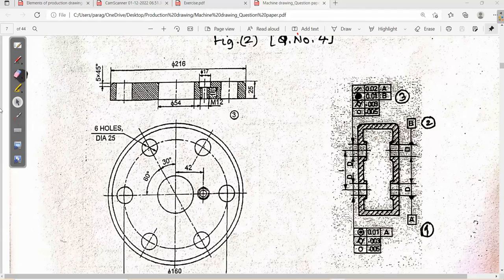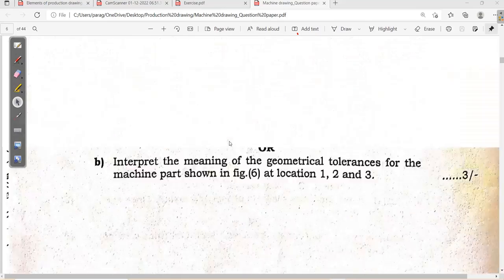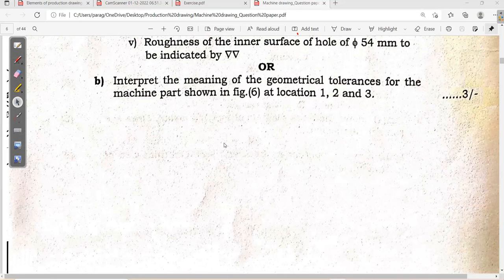So that's a difficult one? It is very easy actually. Right? Now next question: Interpret or Assume. Either you can answer this or this. Interpret, now in this case you have to write the interpretation. Interpret the meaning of geometrical tolerances for the machine part shown in figure 6 at location 1, 2 and 3.